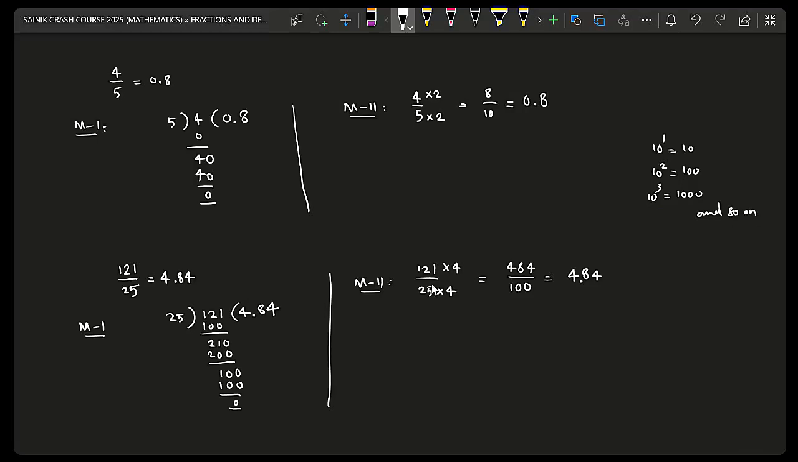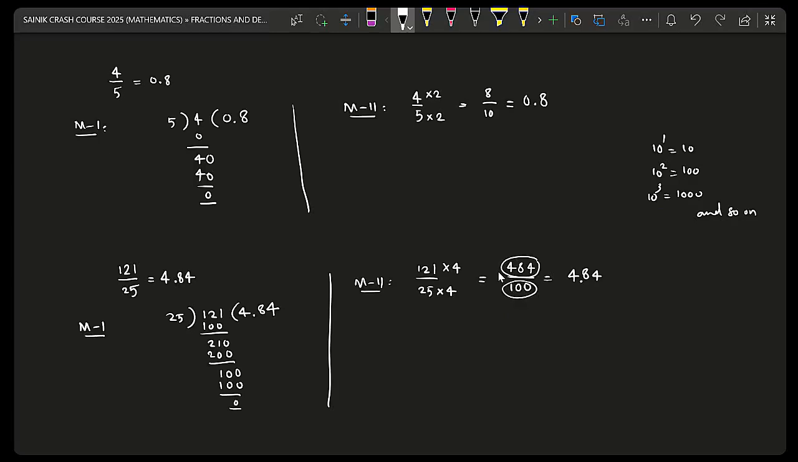Now, can I convert 25 into any 10 power? Yes sir, 100 I can convert. I should multiply by 4. If I multiply by 4, then it will be converted into 100. Because I multiplied the denominator by 4, the numerator also I should multiply by 4. So 121 into 4, I got 484. And denominator 25 into 4 is 100.